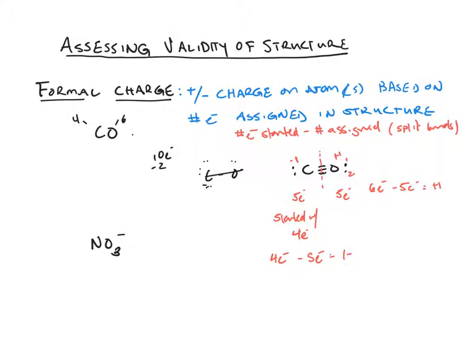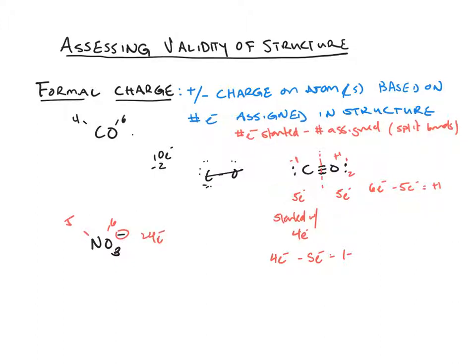If I look at NO3 minus, the nitrate ion, looking at the Lewis structure, nitrogen comes with 5, oxygen comes with 6. I have a negative charge, so 6 times 3 is 18, plus 5 is 23, plus 1 is 24. So I have 24 electrons that I need to account for within my structure.